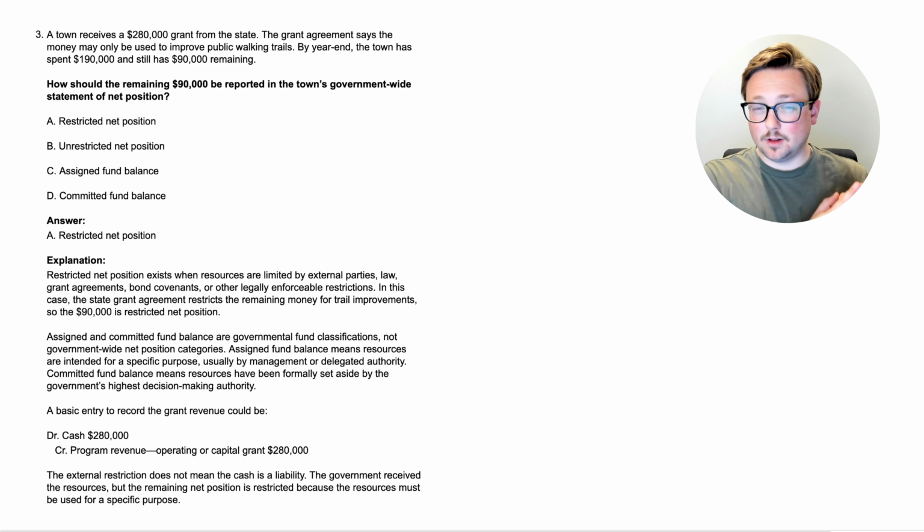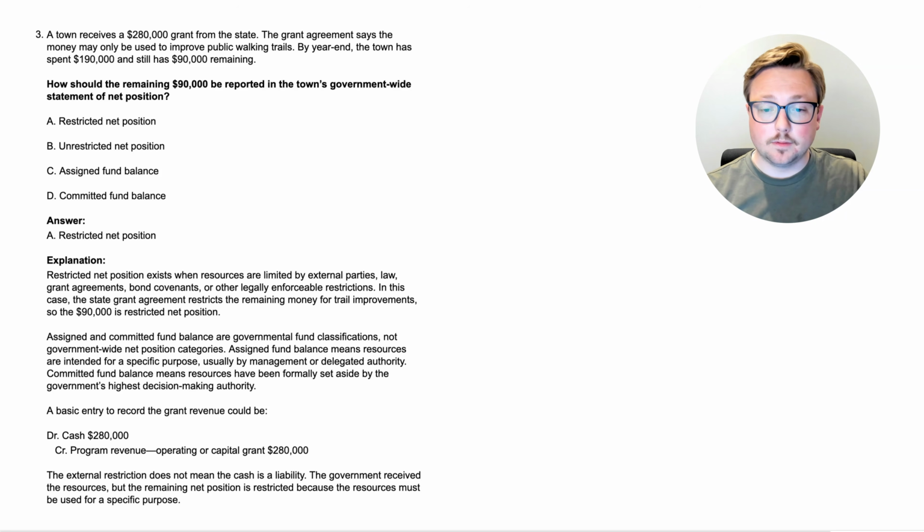Let's talk about a couple of the other things that we saw here. Assigned and committed fund balance are governmental fund classifications. So they have nothing to do with net position. They're not government-wide net position categories. So if you ever see any question that's talking about net position for government-wide statements or proprietary funds, and you see an option like assigned or committed, remember, those have nothing to do with net position.